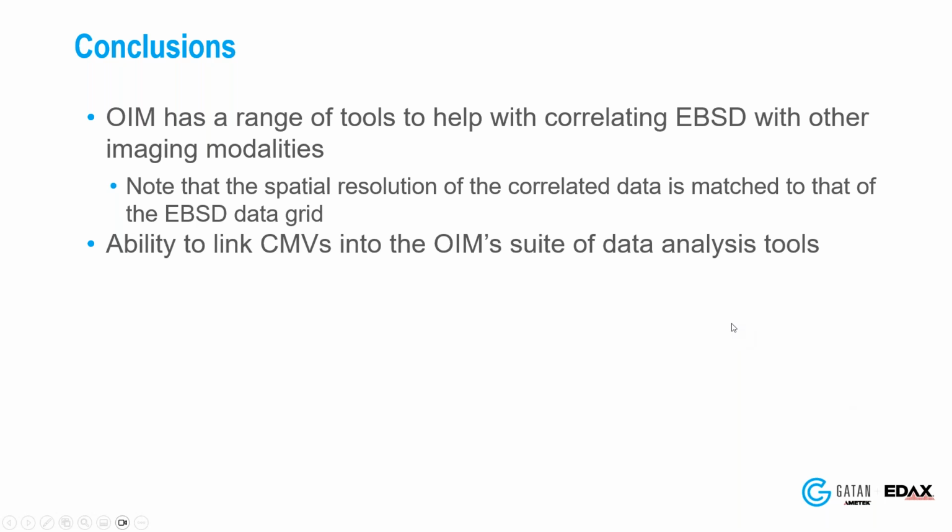So in conclusion, I hope I've shown you the range of tools we have, both for correlating EBSD with other imaging modalities, as well as analyzing that afterwards. And as I've pointed out before, the spatial resolution of the correlated data is always matched to the EBSD data grid. We don't create some kind of super grid, it's just attached to the EBSD data grid. But the nice thing is we can link those CMVs into the whole suite of data analysis tools. So you could do texture analysis, highlighting, and the pair correlation charts that we've had for quite a while, but this really brings them in. We haven't used them a lot, but I think with this, it really makes them useful.